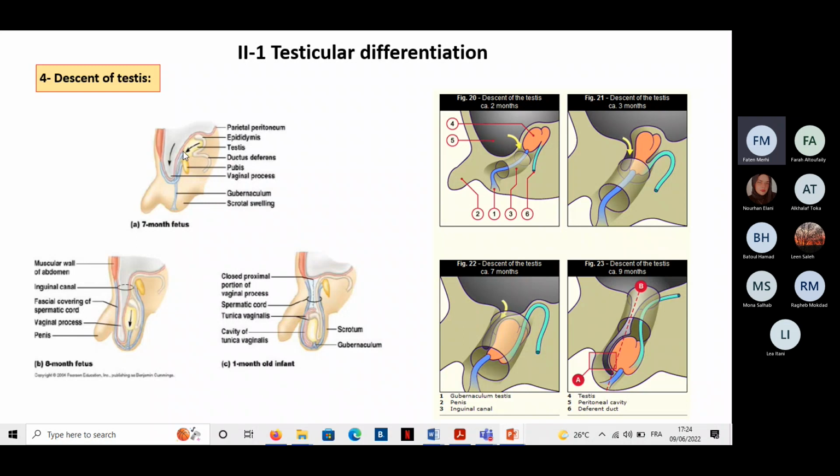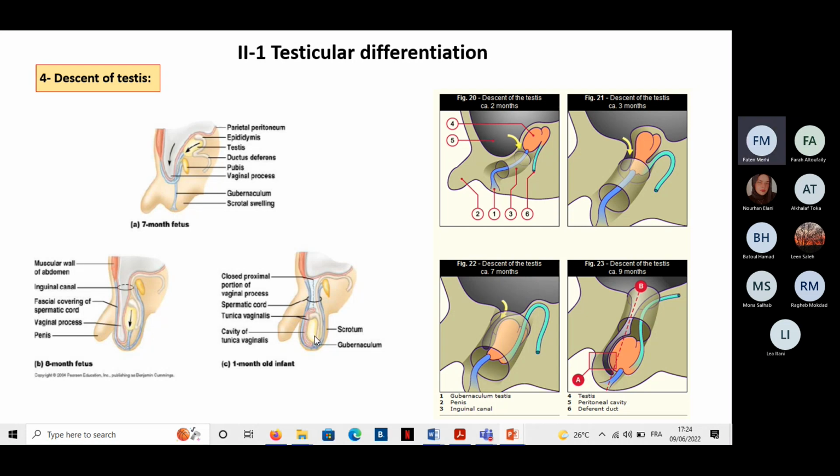shorten, as you can see, the testes are attached to this ligament. It will shorten under the action of testosterone, and once it shortens, it will pull the testis down, and so the testis can descend through the inguinal canal to reach the scrotum. Okay, they will descend to reach the scrotum.